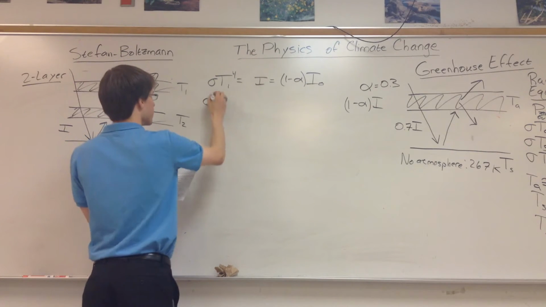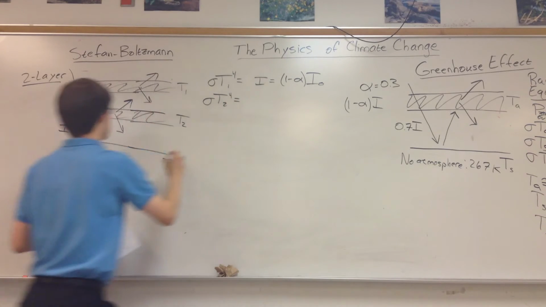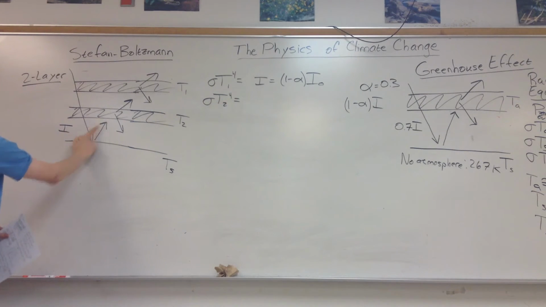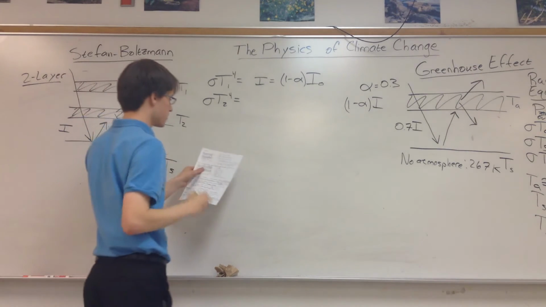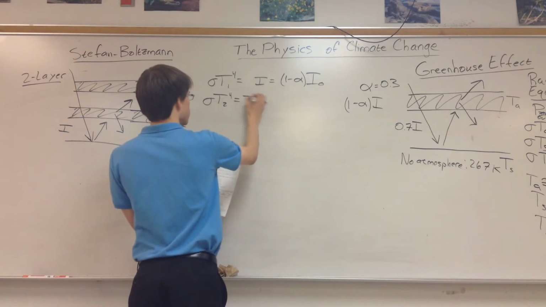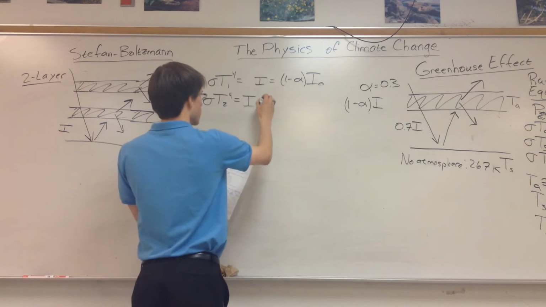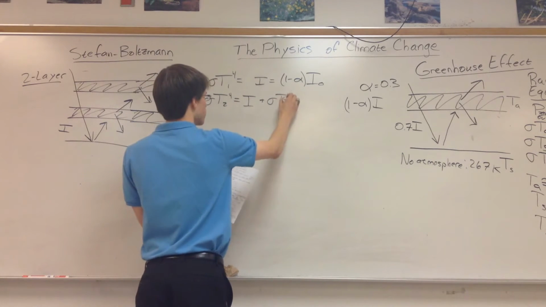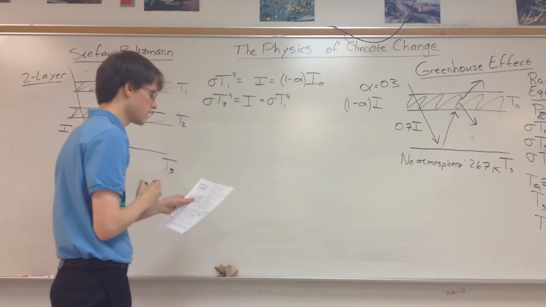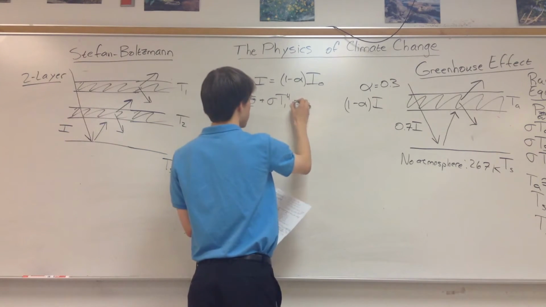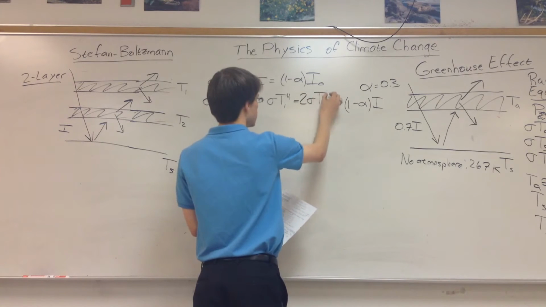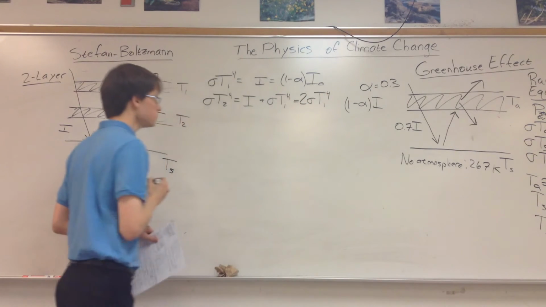For the second atmosphere, we see it gets this initial contribution, then it also gets a contribution from T1. So to account for both of those, we're going to say we have I coming from the surface, but we also have sigma T1 to the 4th coming from the upper atmosphere. And remember that all this stuff is equal, which means this is equal to this, and we can say that we have 2 sigma T1 to the 4th.